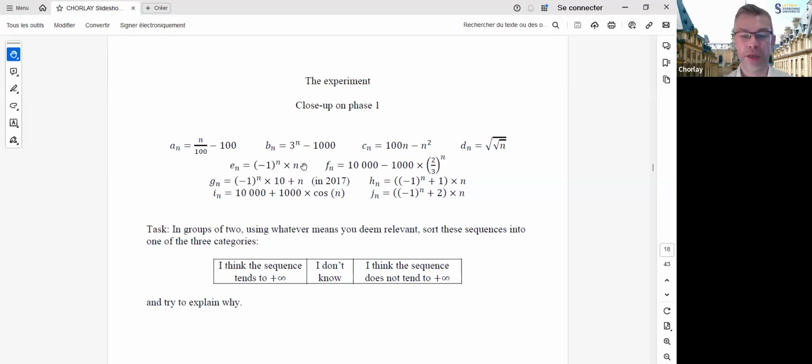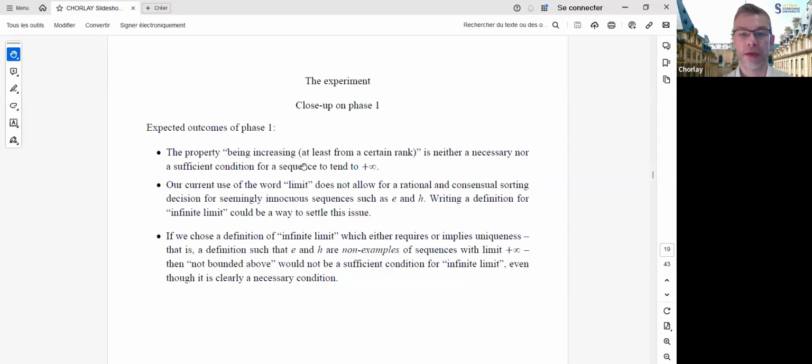It should take about 20 minutes for students to work on these sequences and try to sort them. So what do we expect? We would like students to acknowledge the fact that being increasing, at least from a certain rank, is neither a necessary nor a sufficient condition for a sequence to tend to positive infinity. We'd like them to realize that their current use of the word limit does not allow for a rational and consensual sorting decision for seemingly innocuous sequences such as E and H.